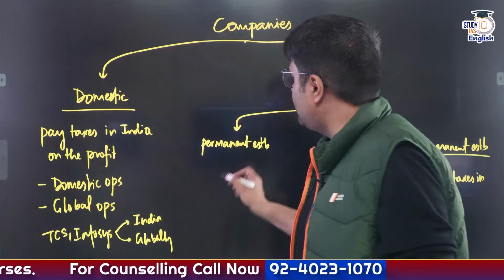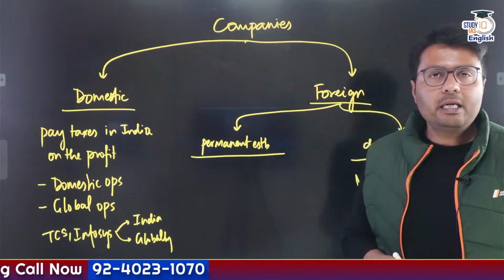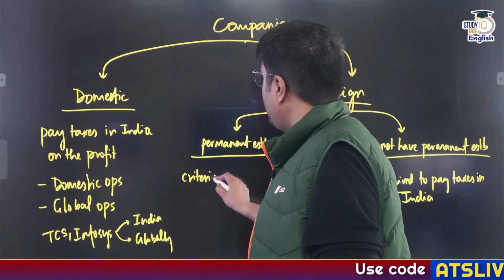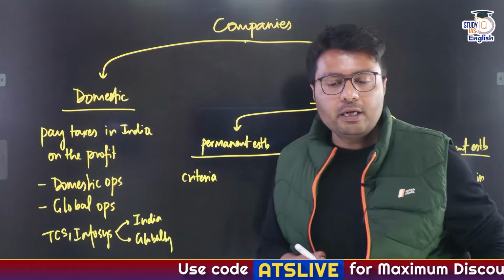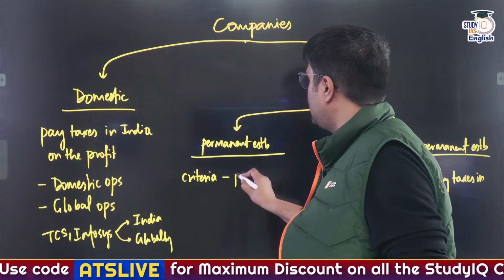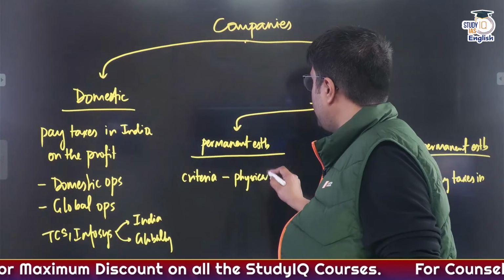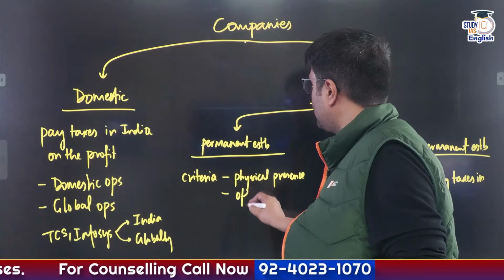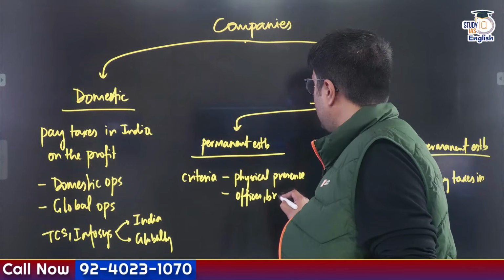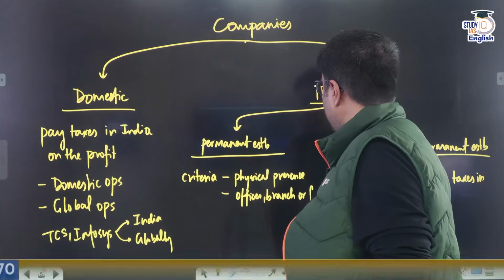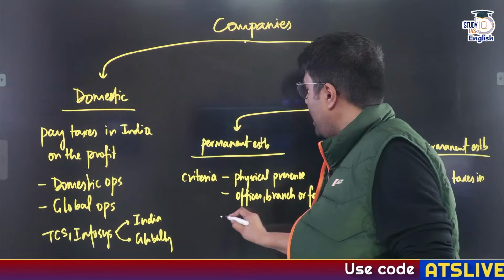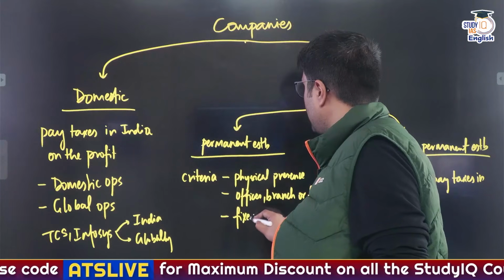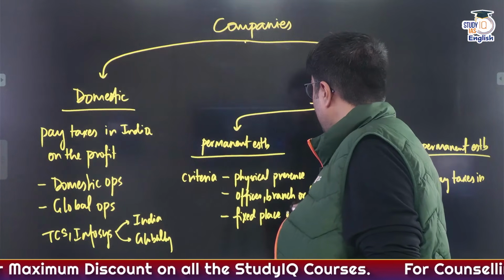Now things become very interesting when I talk about companies who have a permanent establishment in India. You must be thinking, what is the criteria for a company to be called a company having a permanent establishment in India? First of all, these companies need to have a physical presence in India. These companies need to have offices, a branch, or a factory in India. And the third criterion is that these places need to have a fixed place of business.